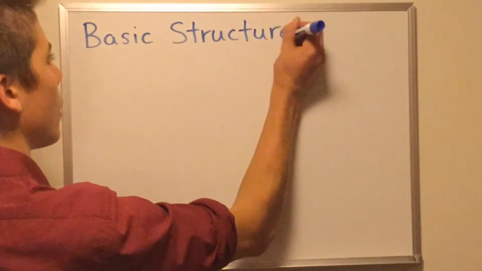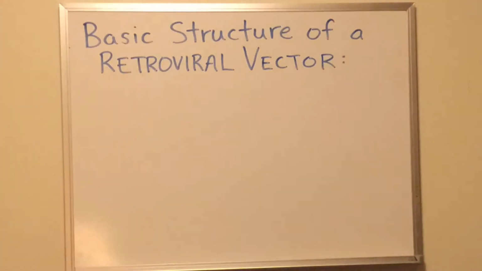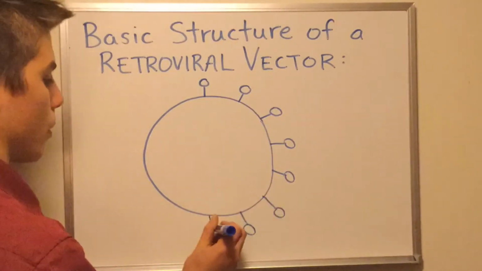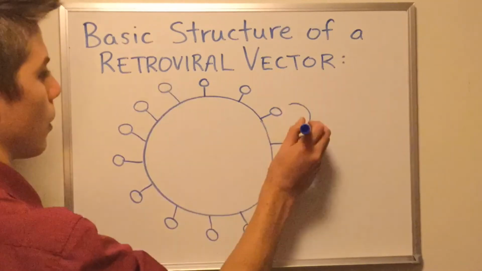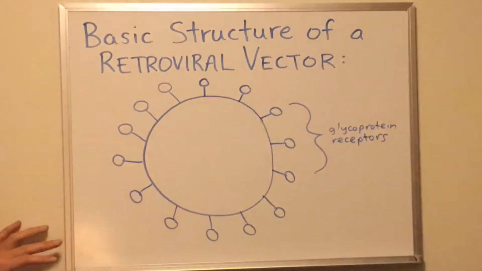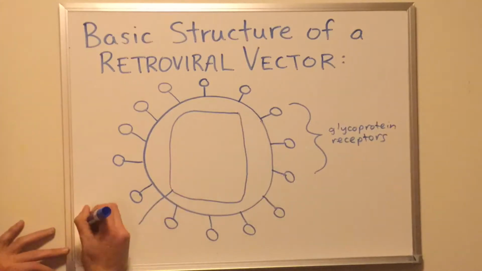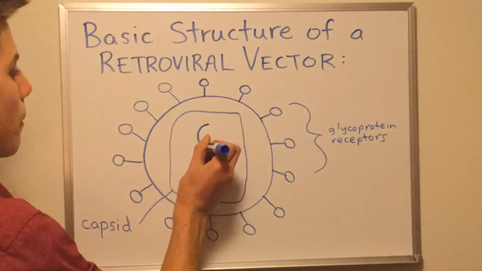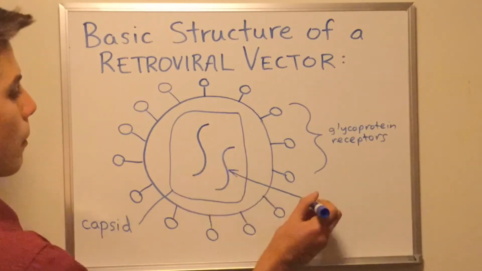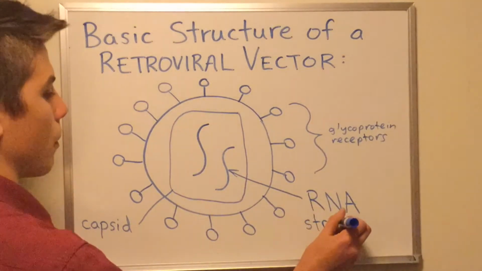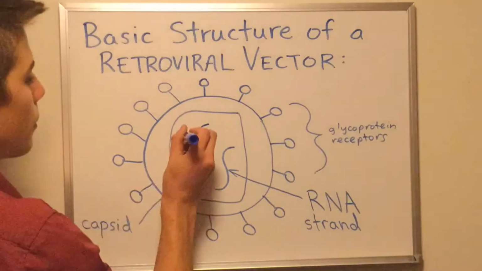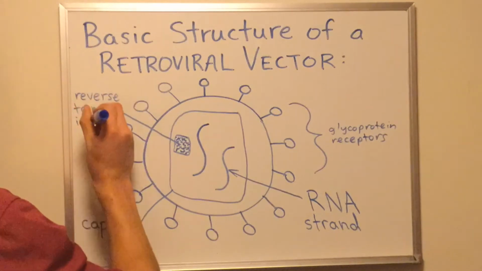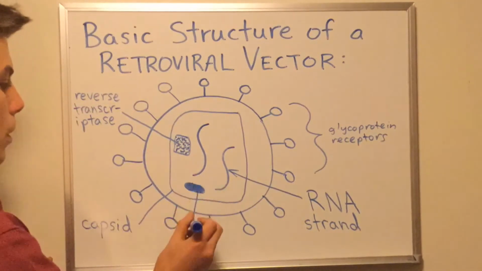Okay, let's look at the basic structure of a retroviral vector. First, there's an outer membrane, which is covered in glycoprotein receptors. Inside, there's a capsid, which is basically just an inner compartment. Inside the capsid, there are a couple strands of RNA. There are also a few enzymes, including reverse transcriptase and integrase.